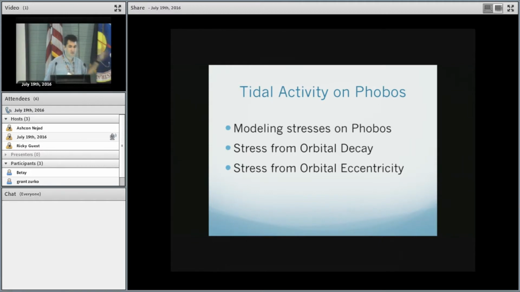We're going to then quickly look at the stress from orbital decay and show that many of the grooves fit those tidal stresses. And then something completely new is looking at the fact that Phobos might be dynamically active right now and how diurnal stresses might actually play out on the surface of Phobos.